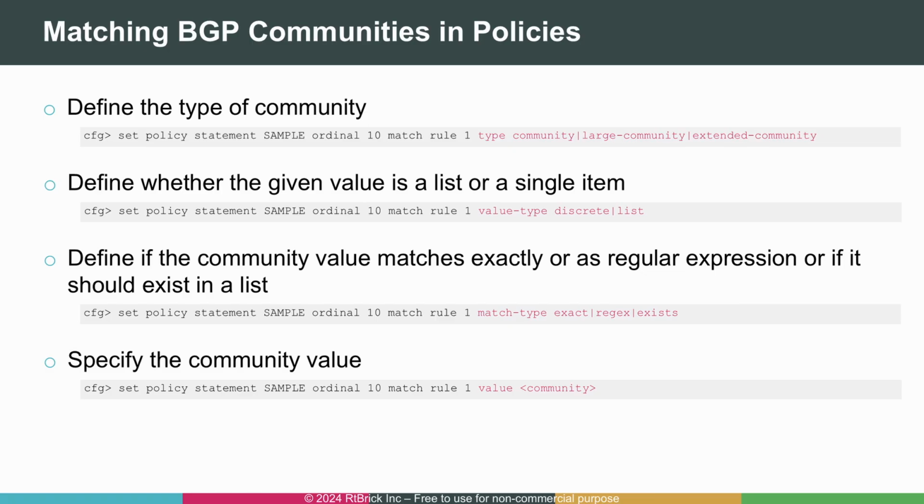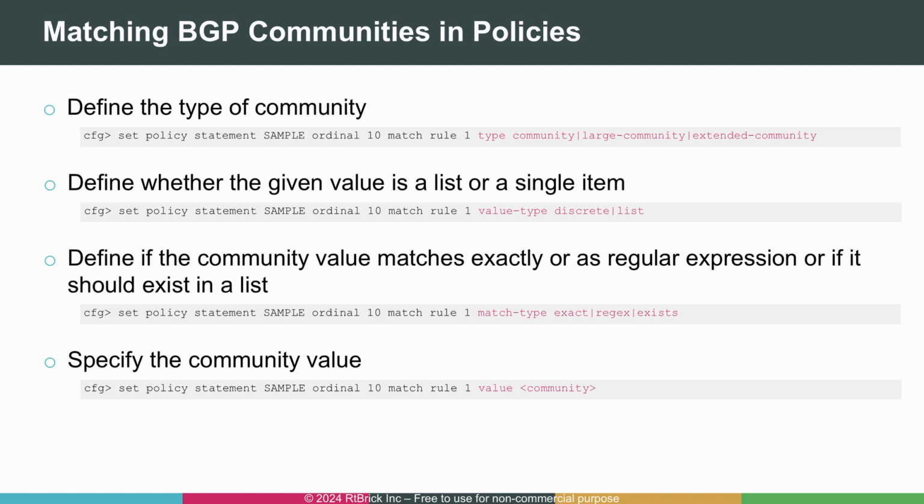Let's summarize how communities are handled in BGP route policies within RBFS. There are 3 types of communities that can be matched: standard 32-bit communities, large communities, and extended communities. When you're defining communities in a policy, you can either specify them directly using what's called value type discrete, or you can reference a predefined policy list using value type list, depending on the type of community you're working with. To match these communities, there are a few options.